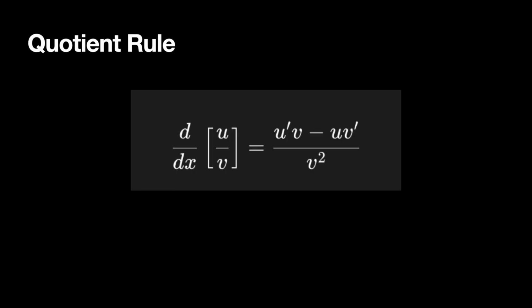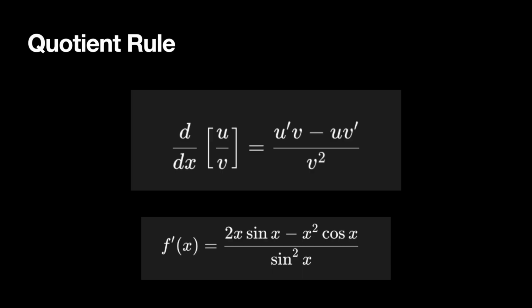Now the quotient rule works pretty similarly, but it's also a little bit different, and you just use it when you're dividing two functions. Here's an example of using the quotient rule to find the derivative.